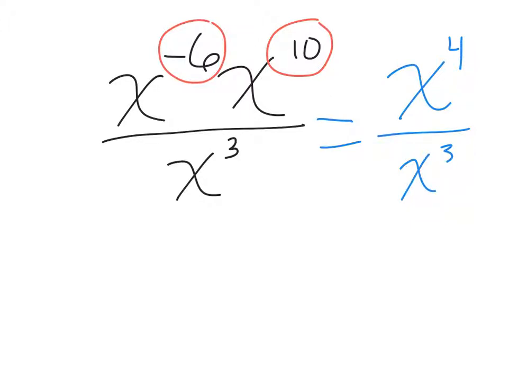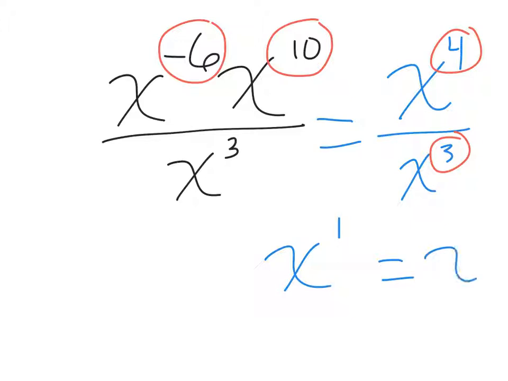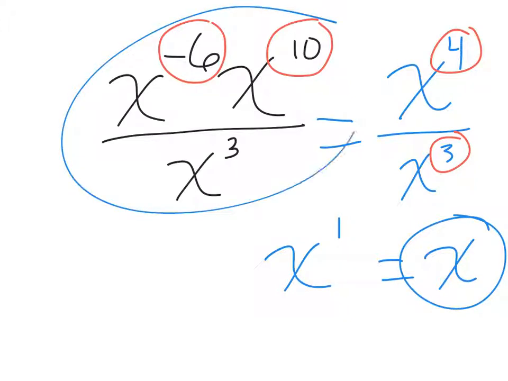So simplifying this a little bit further, now we can apply the quotient rule. Remember, the quotient rule says when we're dividing two numbers of the same base, then all we have to do is subtract their exponents. So there's 4 and 3. We're just going to take 4 minus 3, because that's the quotient rule, and that would give us x to the first, and anything to the power of 1 would just be itself. So that means this just simplifies down to x. All of this from the very beginning just simplified down to x. So that would be our answer.